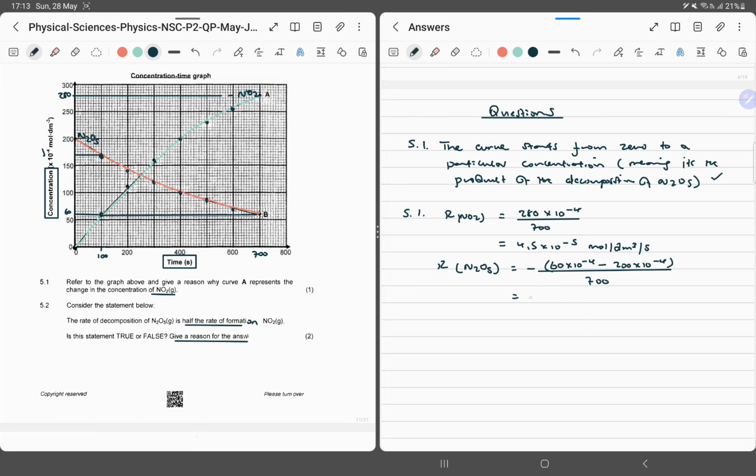This one gives us a 2,0 times 10 to the minus 5 mole per decimeter cubed per second. Okay, so if you look at these two, you can already tell that one is higher than this, because I mean 4,5 divided by 2. Okay, let's just do it. 4,5 times 10 to the minus 5 divided by 2 times 10 to the minus 5 is basically 2,25. So it's essentially rounded off to the nearest 2. So definitely it is true.